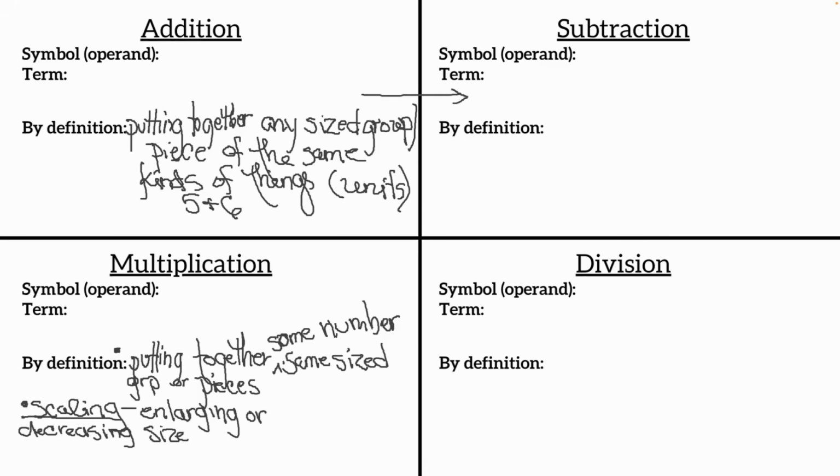It's super important to understand this math word inverse, which just literally means opposite operation. So if addition is putting together any sized group or piece of the same kinds of things, then what is subtraction? Taking away. It is taking away, and it's removing a piece or a group. Now, careful, I didn't say subtracting is getting smaller.